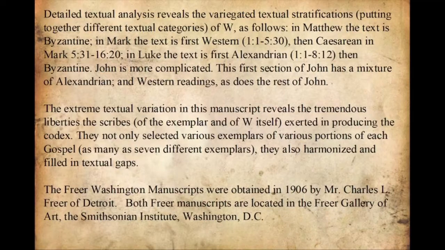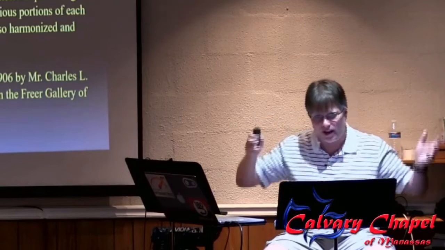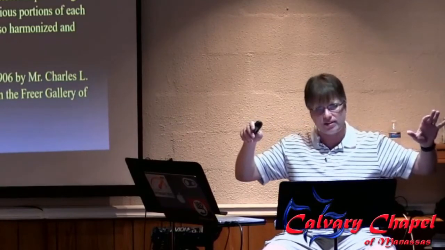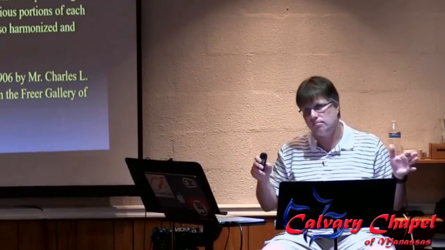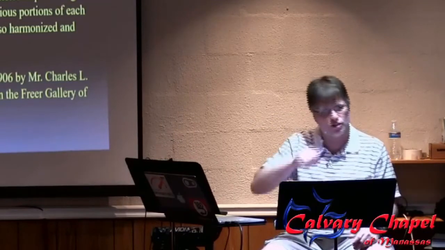The extreme textual variation in this manuscript reveals the tremendous liberties the scribes exerted in producing the codex. They not only selected various exemplars of various portions of each gospel, as many as 7 different exemplars, but they also harmonized and filled in textual gaps. So in other words, imagine they find these codexes, and they're looking at them. They can tell they were made probably around the same time, but they see very clear differences in the way the text is written out.